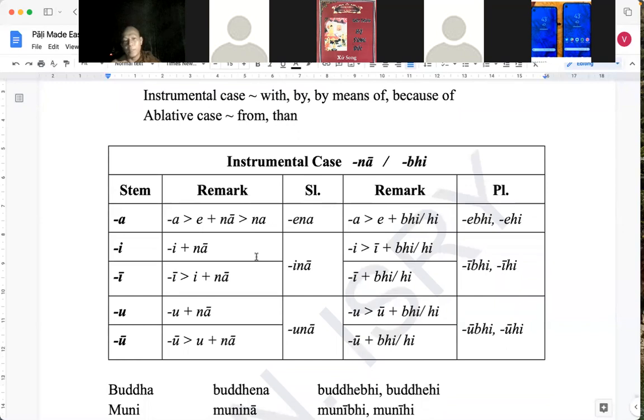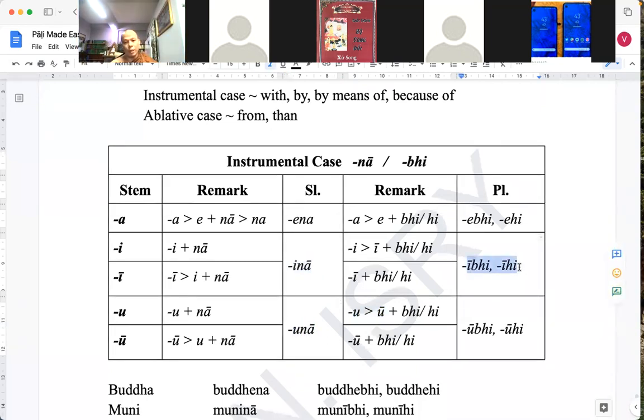So here the important point you need to remember is, for the I and the U, before the singular case ending, long vowel becomes short, I to I, U to U, but in plural, before the plural case ending sign, short vowel becomes long. So in singular, I Na, U Na with the short vowel, but in plural, with the long vowel, I Bi, I Hi, U Bi, U Hi. Okay.